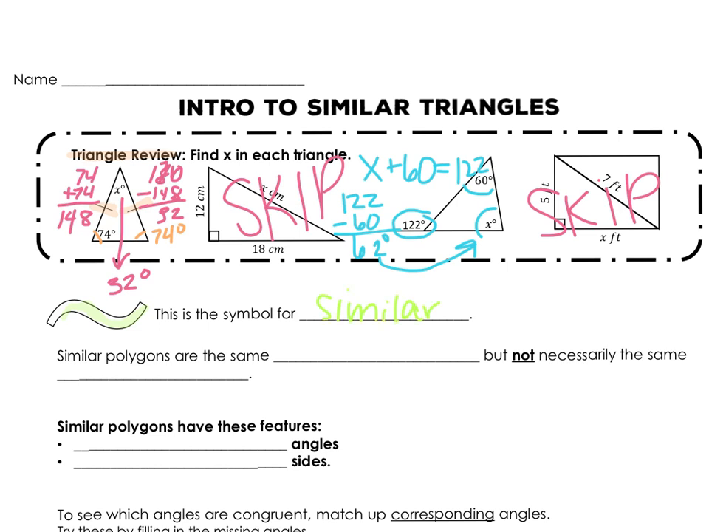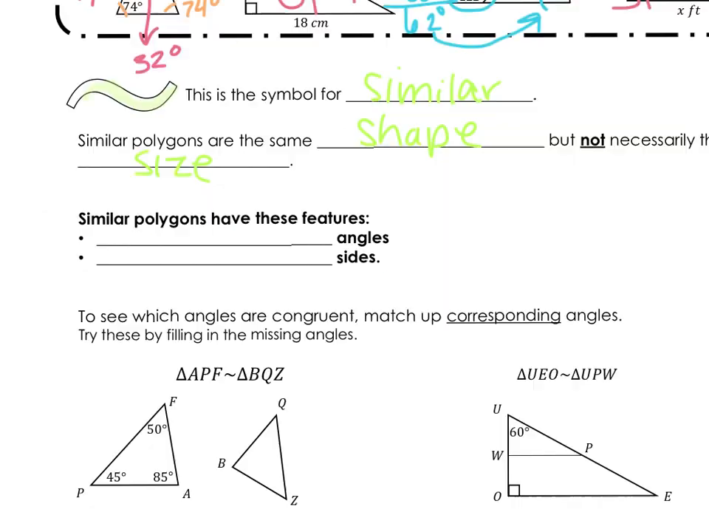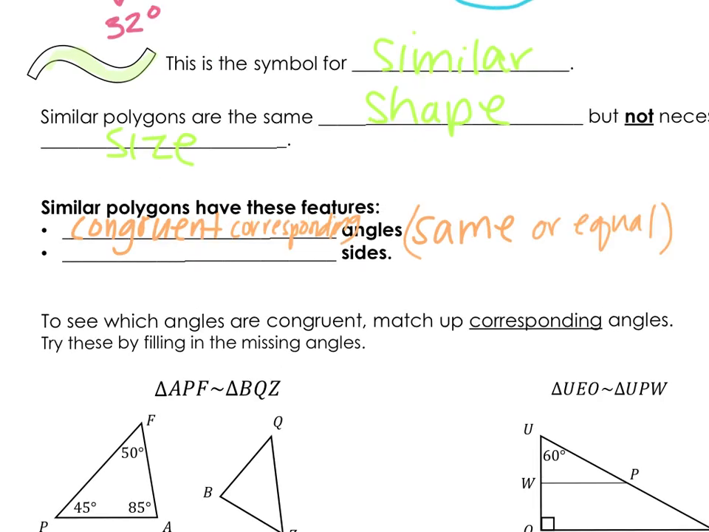Okay, so this symbol right here is the symbol for similar. And remember, similar means that they are the same shape, but not necessarily the same size. So similar polygons have these features. They have congruent corresponding angles. Congruent also means the same or equal. But similar polygons also have proportional sides.